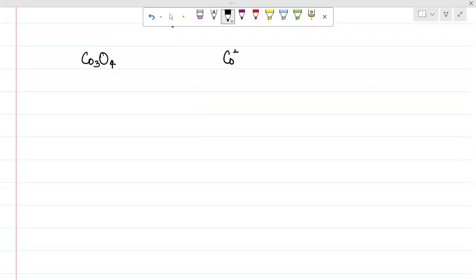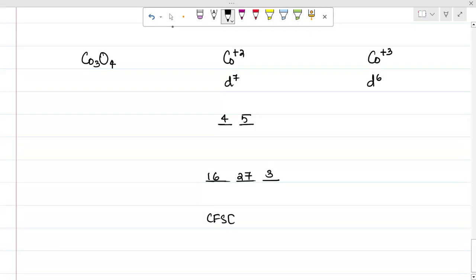So you have cobalt +2 and cobalt +3. Cobalt +2 is d7. Cobalt +3 is d6. So t2g, eg, you have to fill 7 electrons. 1, 2, 3, 4, 5, 6, 7. So your configuration is t2g5, eg2. Your CFSE would be minus 0.8 delta O.